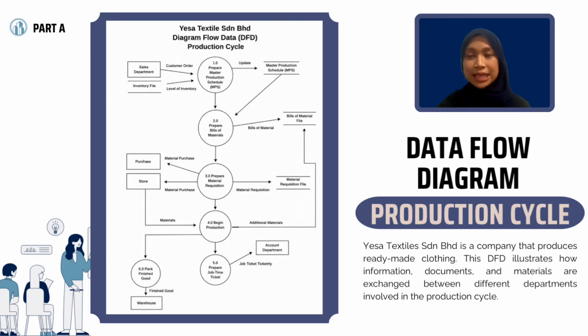The last process is process 6, which is to pack the finished goods. After the production of ready-made clothes is completed, the finished goods are moved to the packaging stage. The goods are packed according to their design and color, ensuring everything is properly labeled and organized. Finally, the finished goods are sent to the warehouse for storage before distribution.